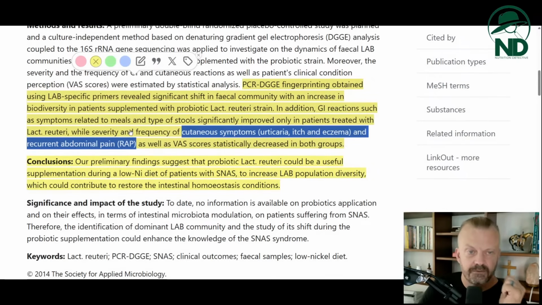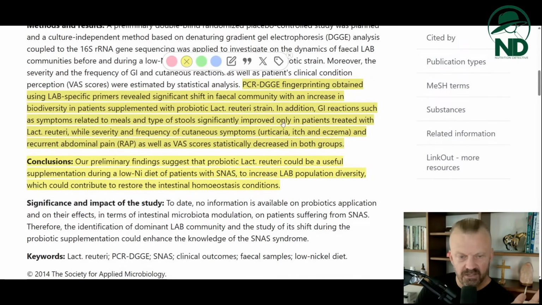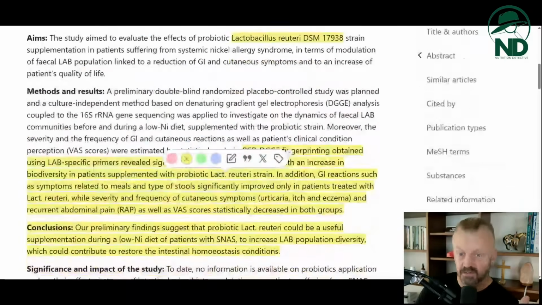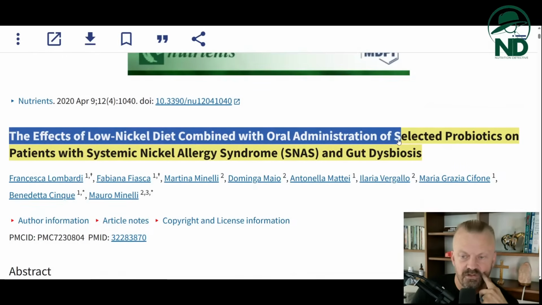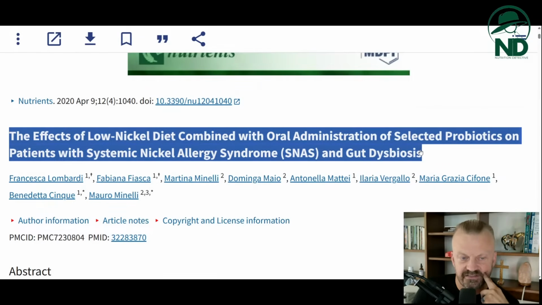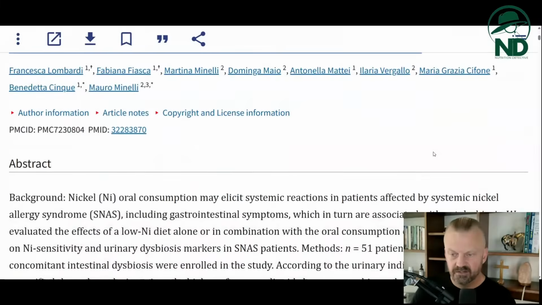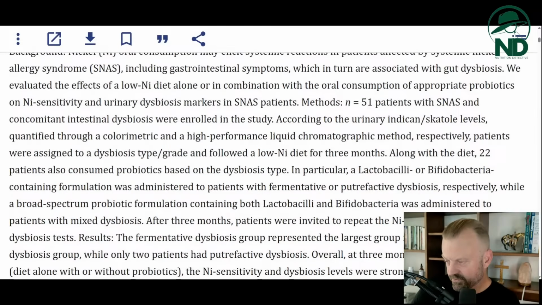Yeah. So now we know what this was doing. They don't mention nickel in here other than they're doing a low nickel diet. But what do we know the lactobacillus is probably doing? Combined with oral administration of selective probiotics on patients with systemic nickel allergy syndrome and gut dysbiosis. So let me go find. Oh, Joe, it was the visual analog scale. So yeah, they have people point to a score, their visual analog score.